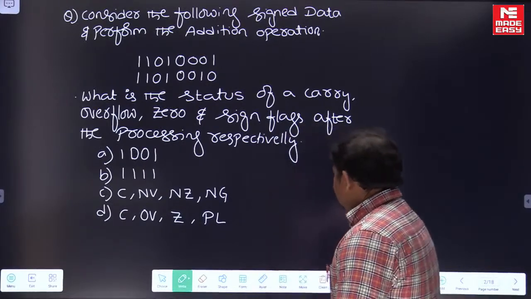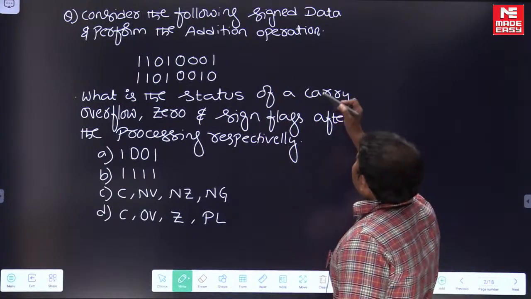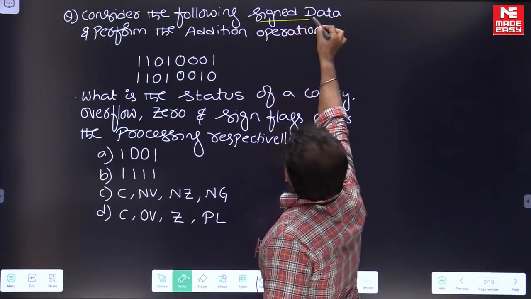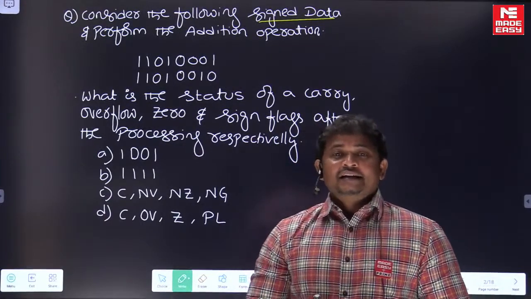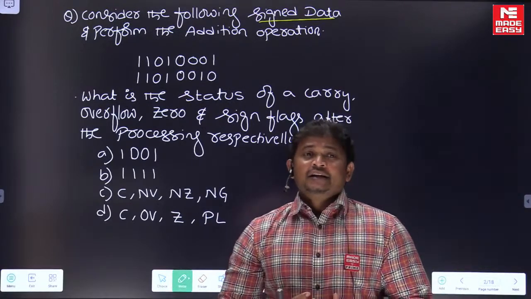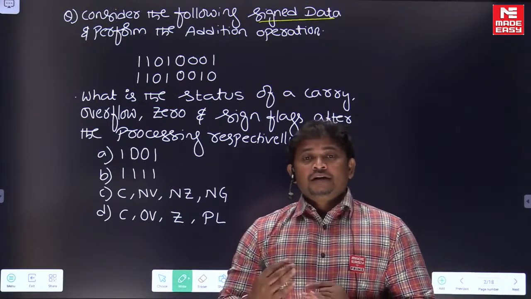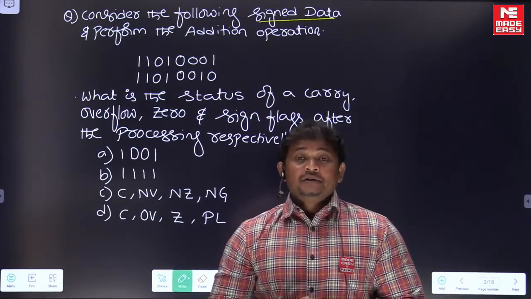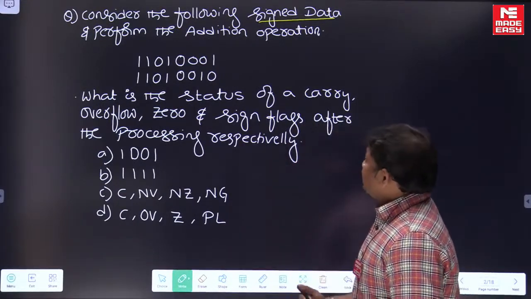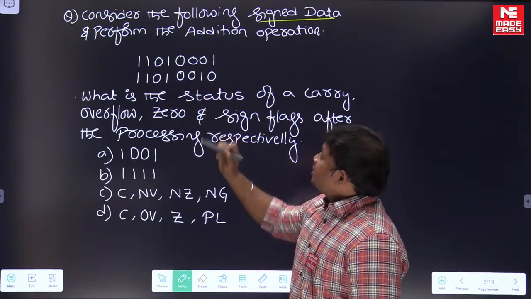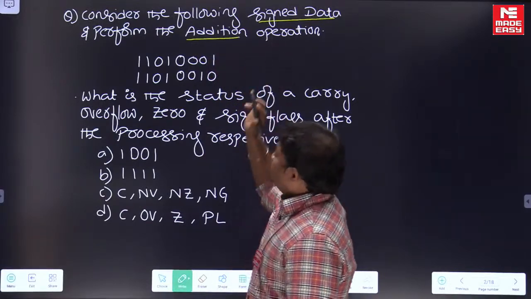All right. So first thing, in the given question, signed data is given, right? Consider the following signed data. From the user point of view, you know whether it is signed data, unsigned data, or decimal data, and so on. So from the user point of view, data may be in different formats, but from the computer point of view, data is always present in the binary format. So here, binary data is given, okay? So we are going to perform the addition operation.